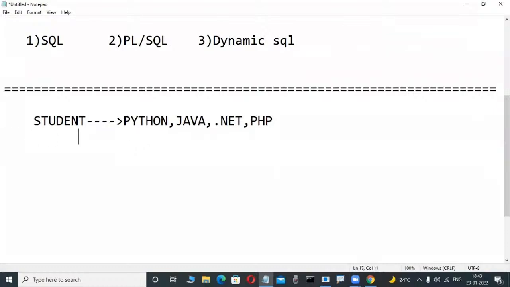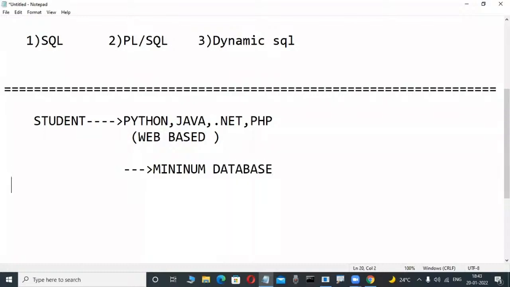These web-based application programmers, on the project side, compulsorily need minimum knowledge of a database. Why? Because Java programmers use JDBC, and on the project side they compulsorily use a relational database. .NET programmers have ADO.NET, and in that they also use databases. In databases, stored procedures is a regularly used concept.